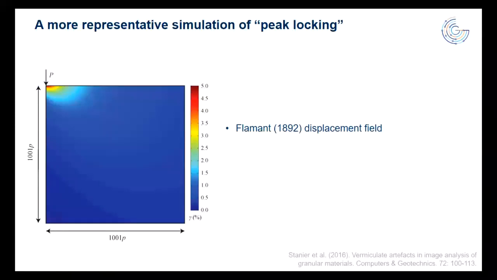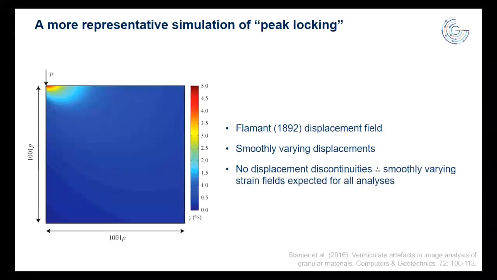Here's a more representative example of this peak locking problem. So it was okay doing this on one synthetic particle, but people would say, well, this is all very theoretical, but how does this map to the real world? And again, we wanted a synthetic problem so that we weren't plagued by other errors feeding into the analysis. So we took this Flamant elastic displacement field here. We've got smoothly varying displacements, and as a consequence, there's no displacement discontinuities. And that would mean, in principle, that there should be smoothly varying strain fields beneath this point loading problem.